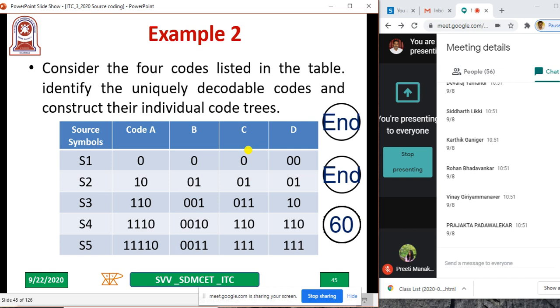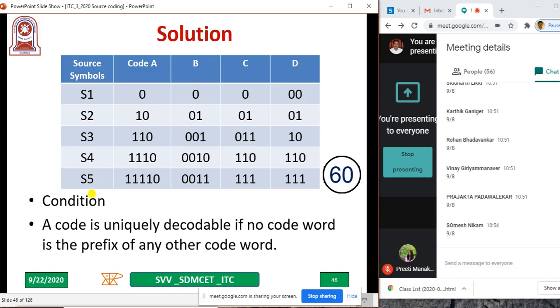Let us go to the next. The condition is what you have to check. Read this last line: a code is uniquely decodable if no code word is a prefix of any other code word. Just copy down this one line. Take another 10 seconds and read it twice. Let us go to the next slide.